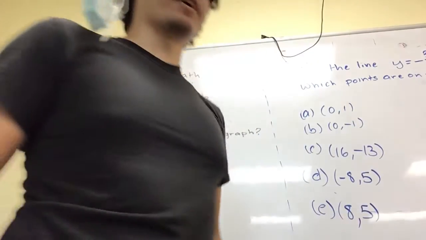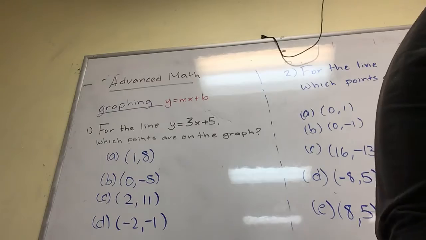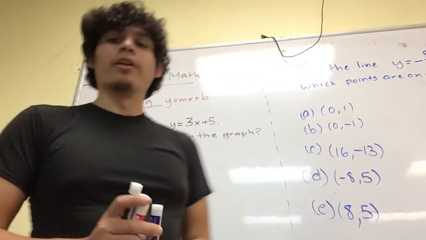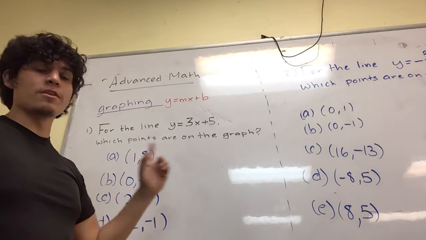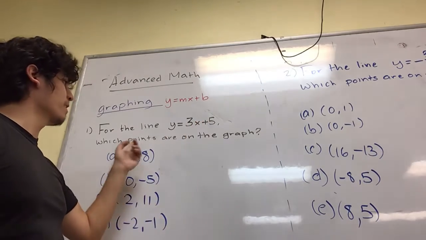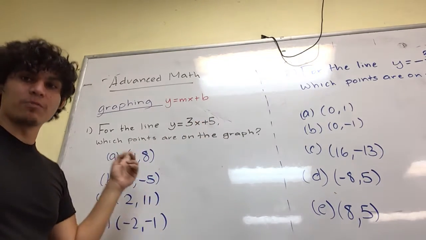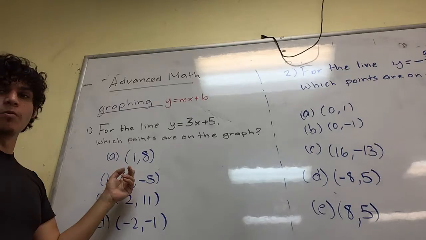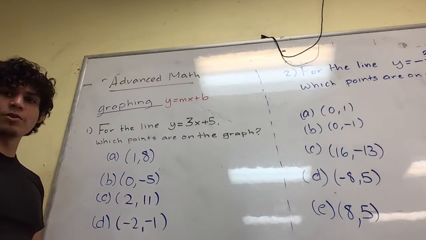Let's go ahead and start right up with some graphing problems, okay? Number one: if you are given the line y is equal to 3x plus 5, which points are on the graph? (1, 8), (0, negative 5), which of these are on the graph?